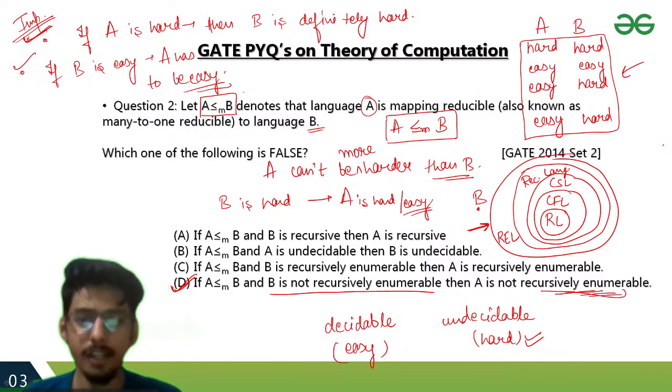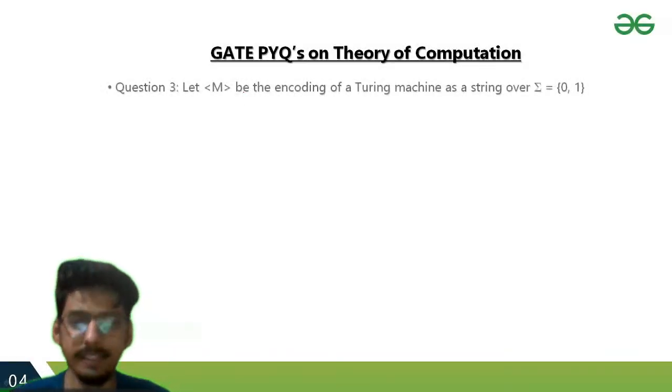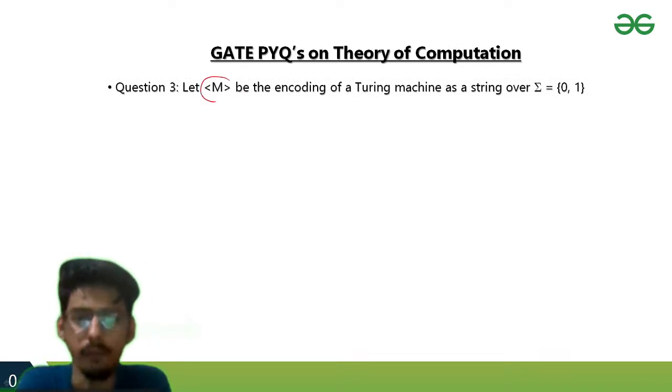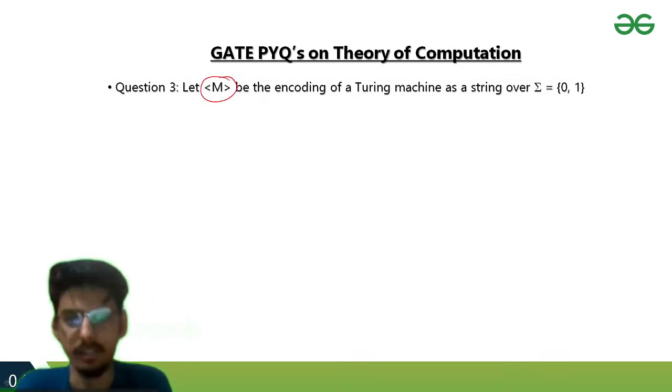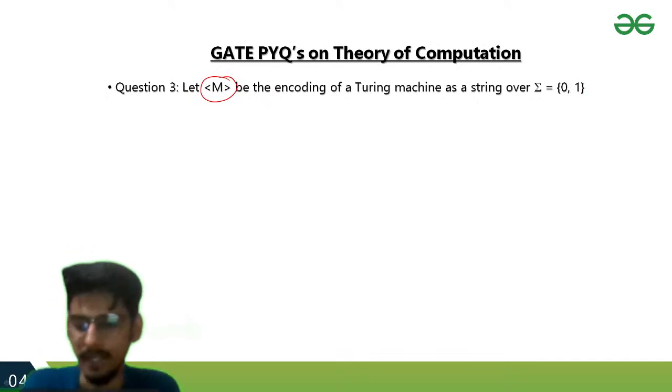All right. Now let's move on to the third question for today. The third question says: let M denote the encoding of a Turing machine as a string over sigma equals {0, 1}. We know this point, right?